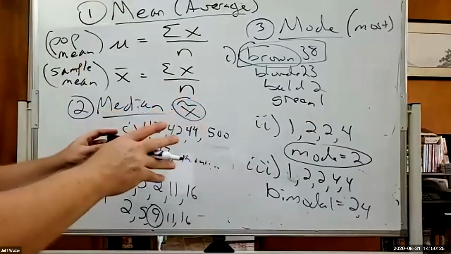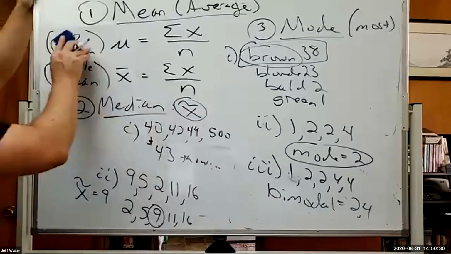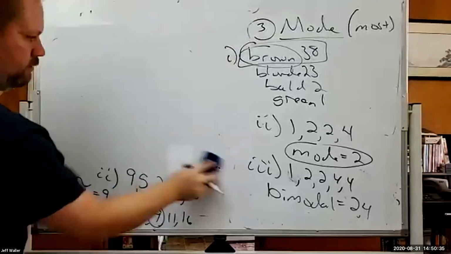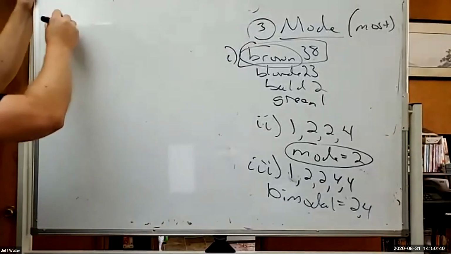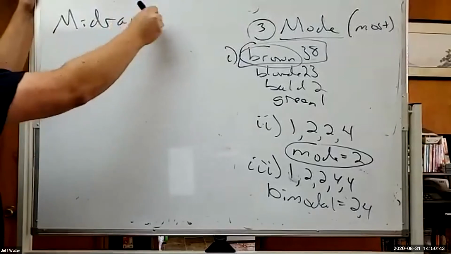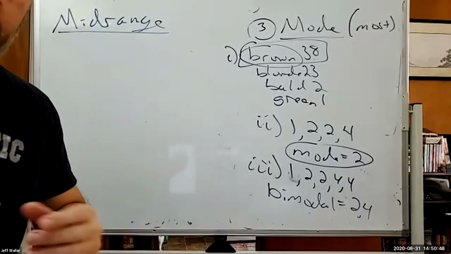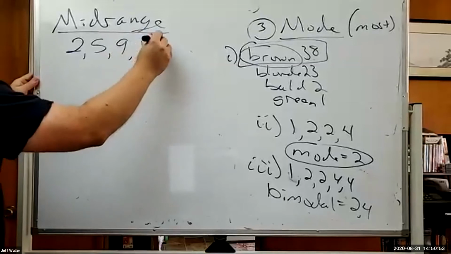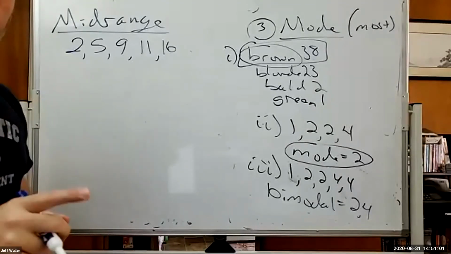And then the last one, I'm going to erase all this. Let me erase just this part so far. The last way to measure the center is something called the mid-range. Now think about how that sounds. Mid-range. So if I had a group of data, what would your gut tell you how to calculate the mid-range?